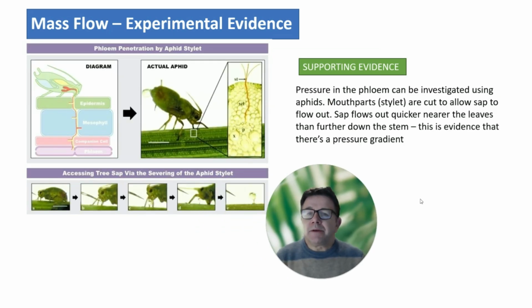Another kind of experimental evidence is using aphids. Aphids have stylets that can actually reach down into the phloem. What we can do is access tree sap via severing of the aphid stylet and then analysing that sap. The sap flows out quicker near the leaves than further down the stem, and this is evidence that there is a pressure gradient. So there's a higher pressure at the source and a lower pressure at the sink. So that again is supporting evidence.